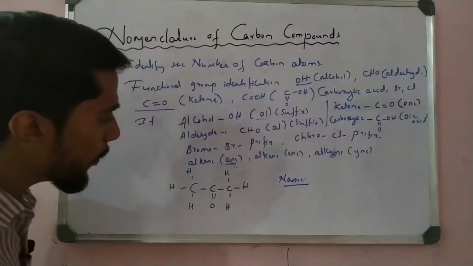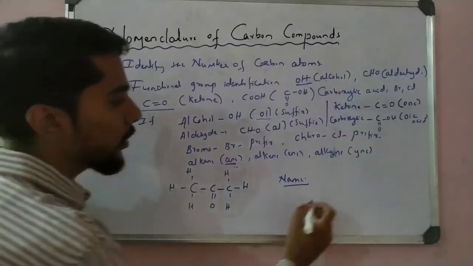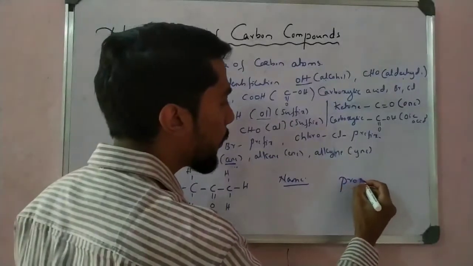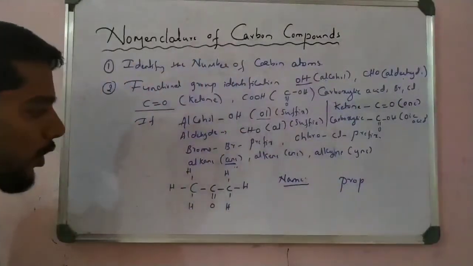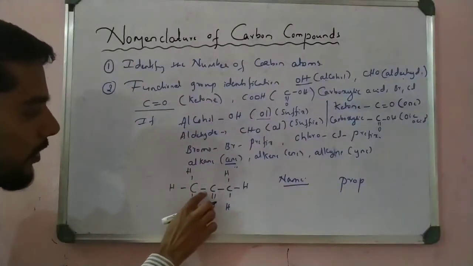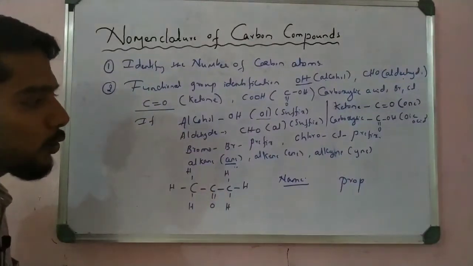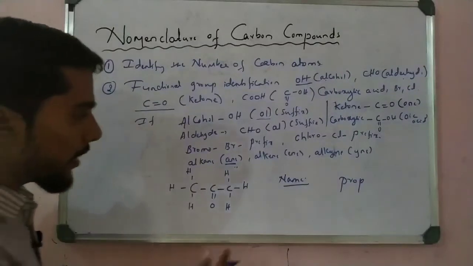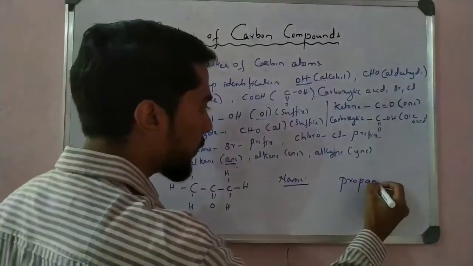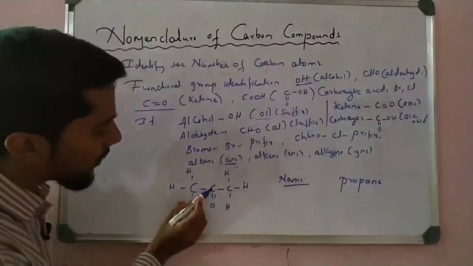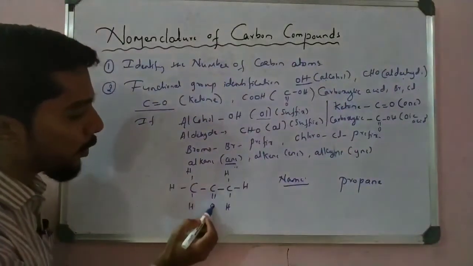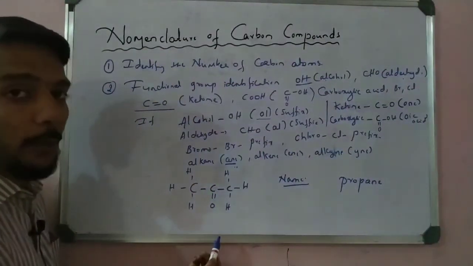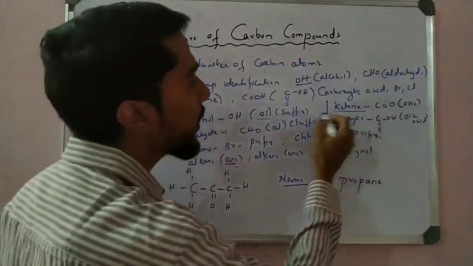So observe, how many carbons are there? 1, 2, 3. So 3 carbon means it is prop, right? Now observe that carbon single bond, carbon single bond, so I get propane. And observe that C double bond O here. C double bond O means what happened here? Ketone. So observe that here it is ketone.